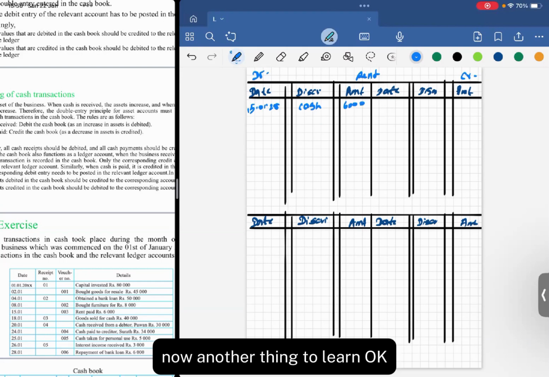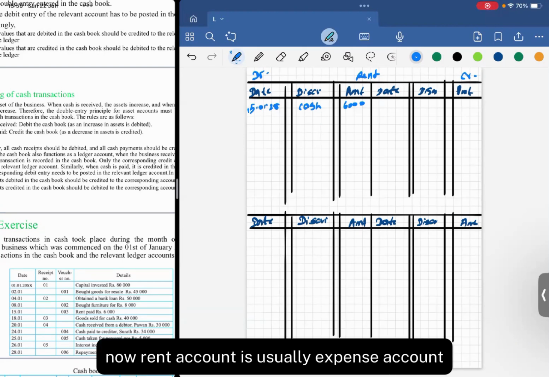Now another thing to learn. Rent account is usually an expense account.